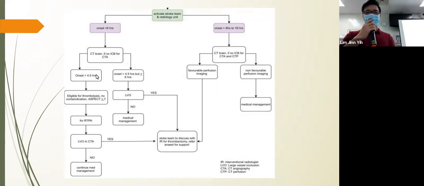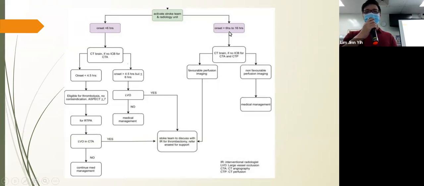If the onset is less than 4.5 hours and the patient has no contraindication for thrombolysis, then we proceed with thrombolysis. And if a large vessel occlusion is detected during CT angio, then we might decide for thrombectomy with the interventional radiologist. If it's more than 4.5 hours but still less than 6 hours, depending on whether there's a large vessel occlusion, we still proceed with thrombectomy.